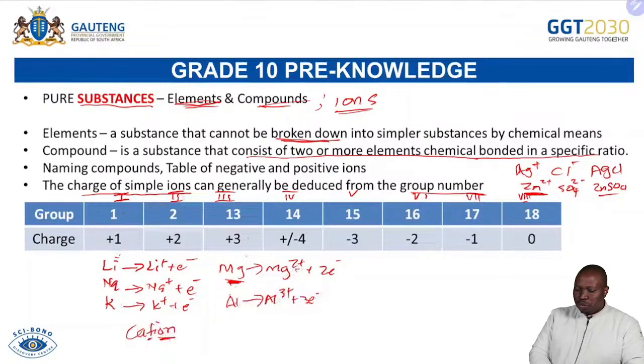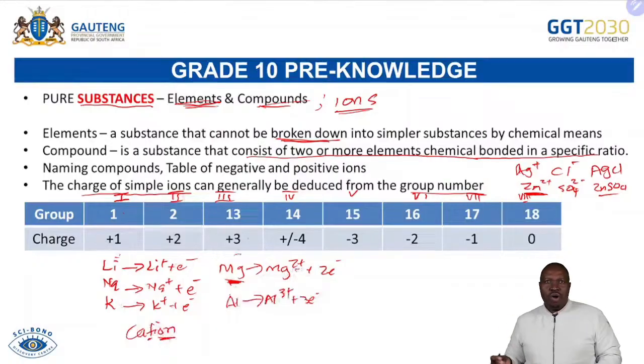So aluminium is in group 13 there. Group 14 is where we have our carbon. Hence, when we were doing organic chemistry, we were focusing on the carbon. We said ±4 is formed.